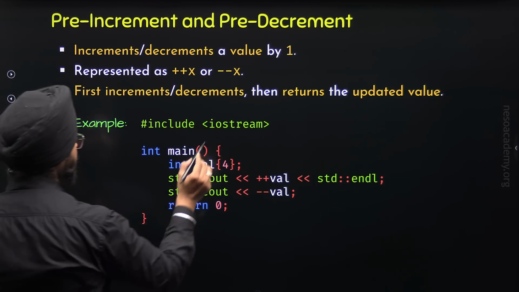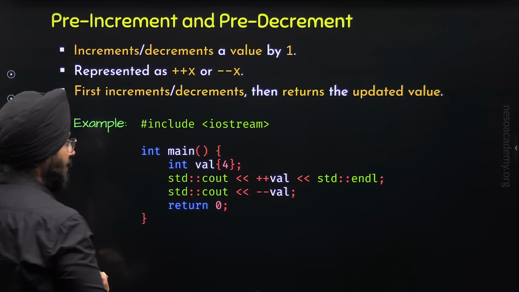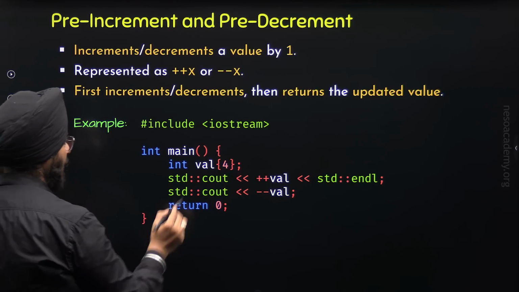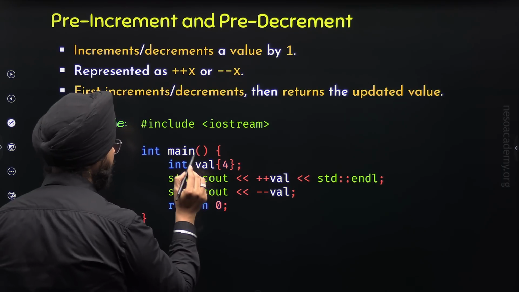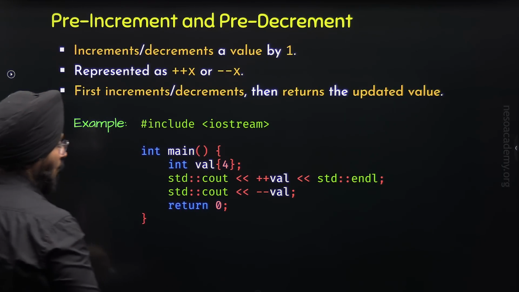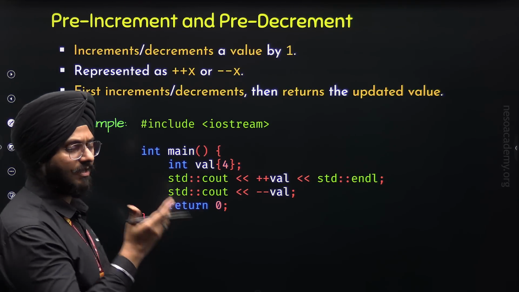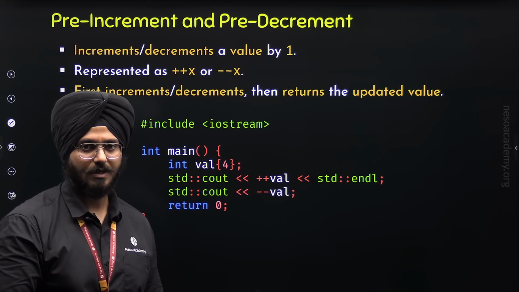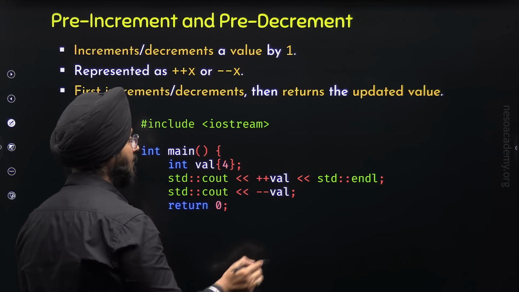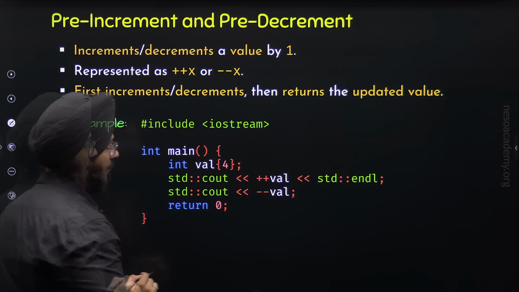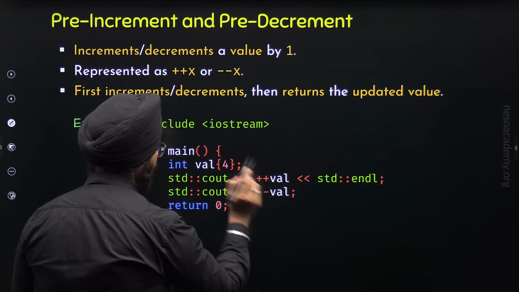Here I have included the iostream header file because I want to use std::cout here. In this main function, I have defined this variable val of type int and I have initialized this variable val with value 4. I have used list initialization as we know this is the recommended approach. Then after this, with the help of std::cout, I am trying to display the result of ++val. Here I have applied the pre-increment operator on this variable val.